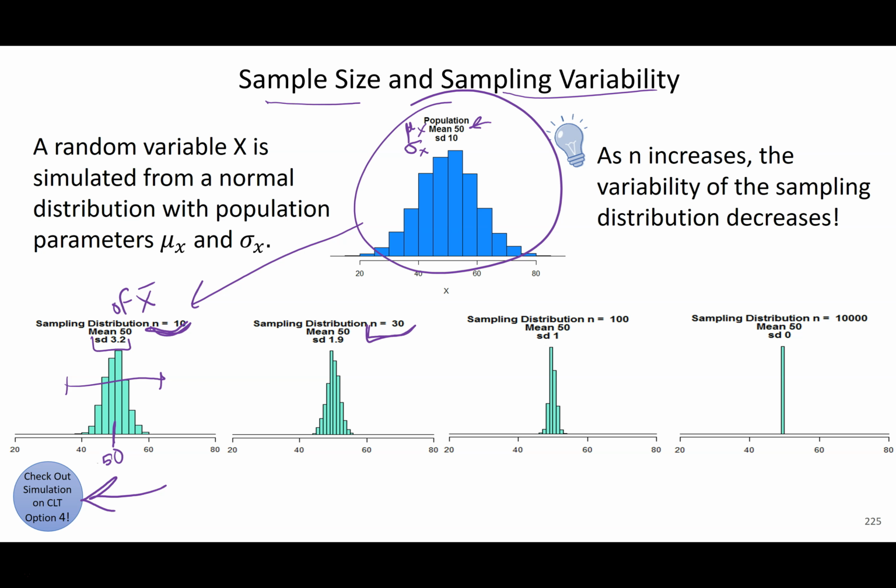If I increase my sample size to 30, so I take all the unique samples of size 30, it's still going to be centered at 50, but look at the spread, it becomes smaller. So I'm still at 50, but my spread is going down. If I increase my sample size to 100, I'm still centered at 50, but my spread is even smaller. And so on. You could probably change your break size so it doesn't look like one bar, but now I've increased to 10,000.